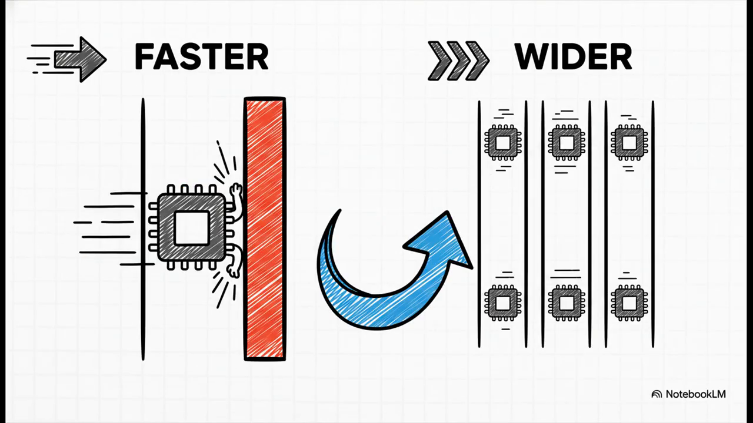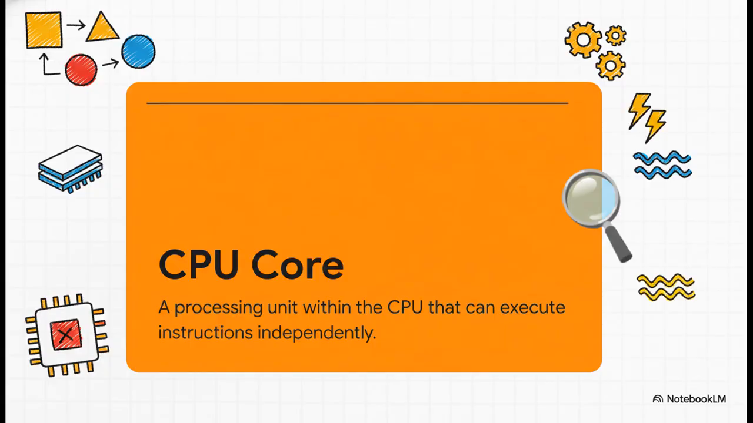The whole industry needed a new game plan. The thinking became, okay, if you can't make one brain work faster, what if you could make it work wider? And this led to a pretty revolutionary shift. Instead of one super-fast processor, why not use several processors all working together at the same time? And this idea gave us the modern multi-core processor.